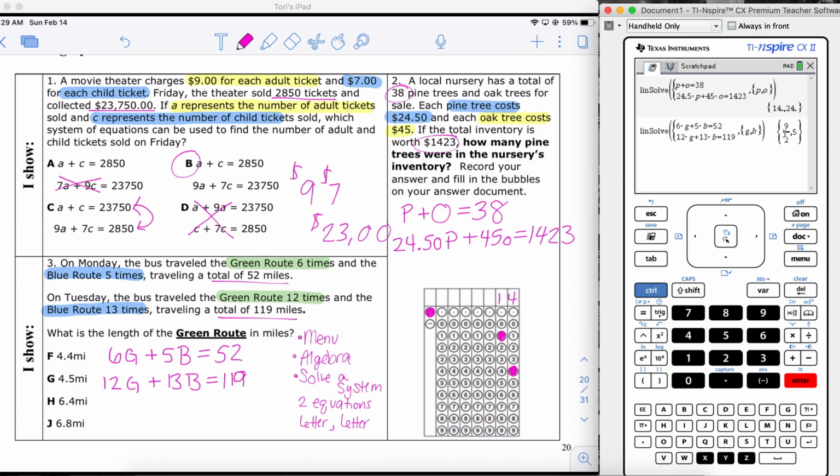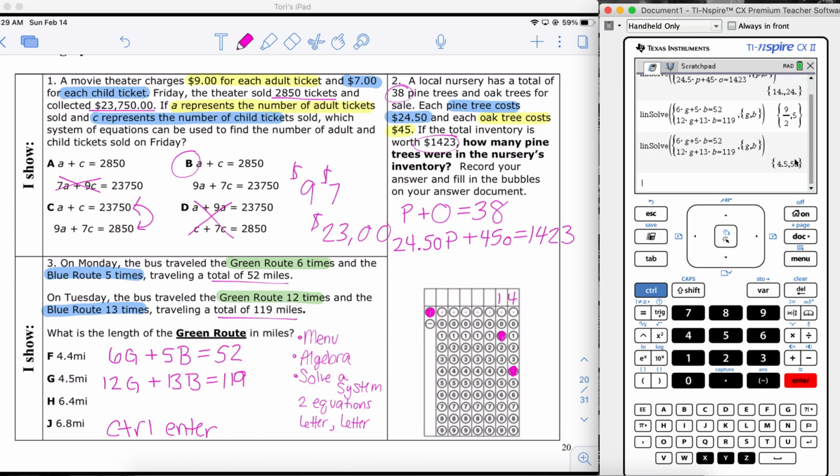Now, this answer is a fraction. I don't want fractions. I need to make sure it's a decimal. Remember that if you hit Control Enter, it will change all answers to decimals. So Control Enter, it will change the same thing, same answer. It's just giving it to you in decimal mode. So my answer should be G. 4.5 is how many green routes I had.